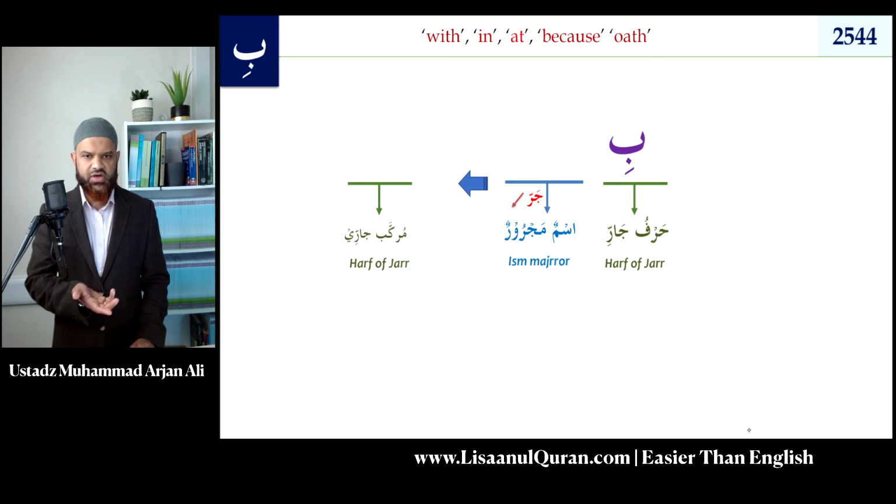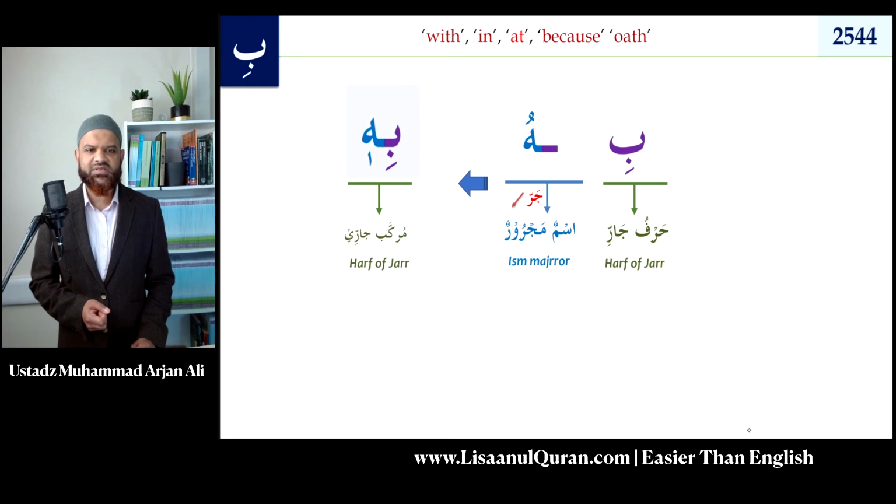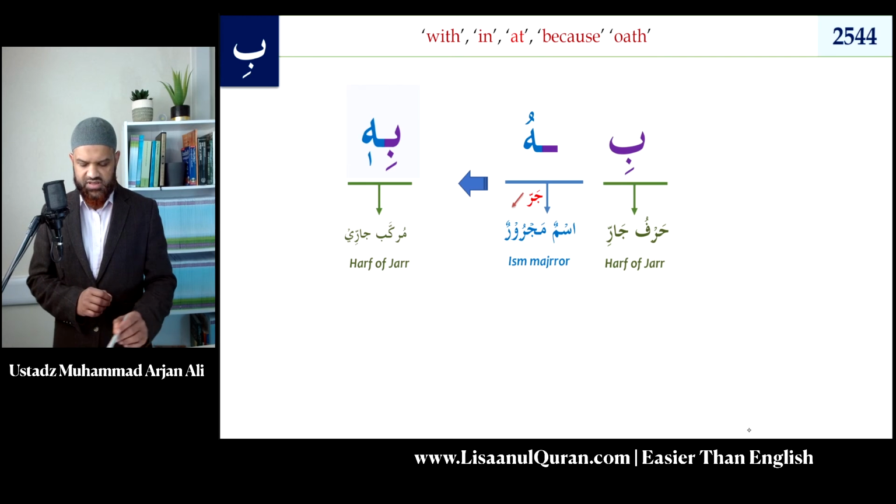So we add B, which is your harf of jar. The pronoun afterwards, who, which is ism majroor. Now in Arabic, you can't say bihu, it doesn't sound nice. So what happens in Arabic becomes bihi. Please note, this one again has an elongated sound. It's not bihi, bihi.